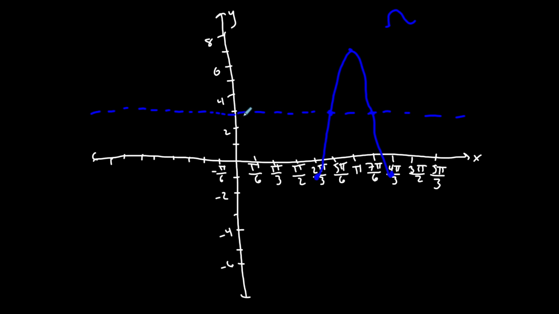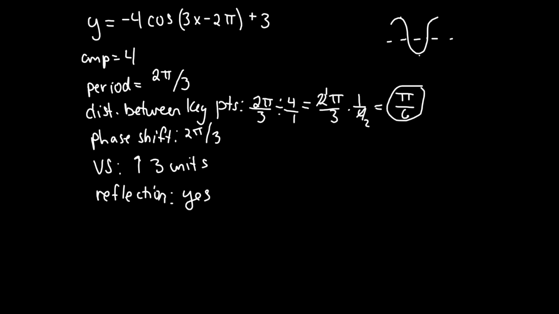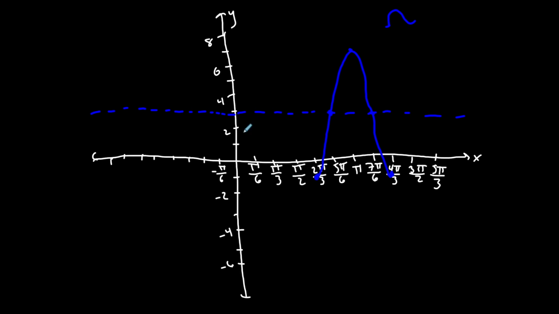And as you can see, I'm going to visually check it. I see vertical shift up 3. The distance from the center to the top is 1, 2, 3, 4 units, right? My amplitude was 4. The distance from the center down to the lowest point is 1, 2, 3, 4 units. It looks like a reflection because it's facing down instead of up.